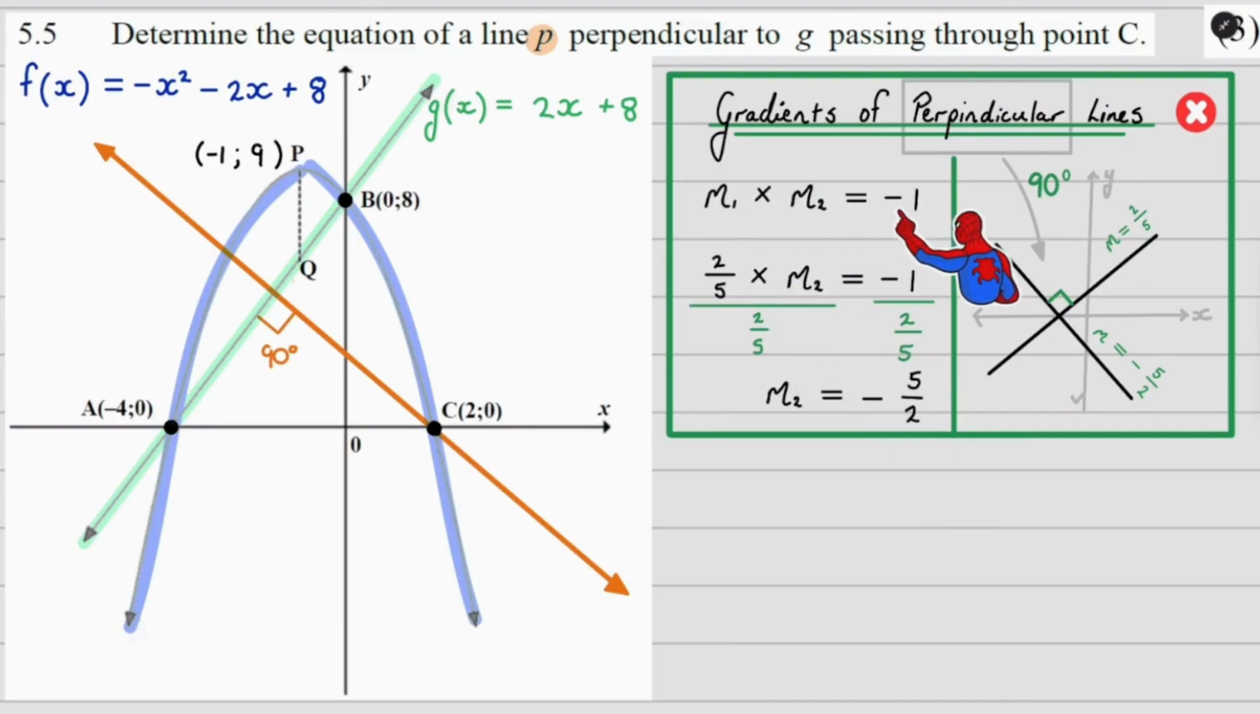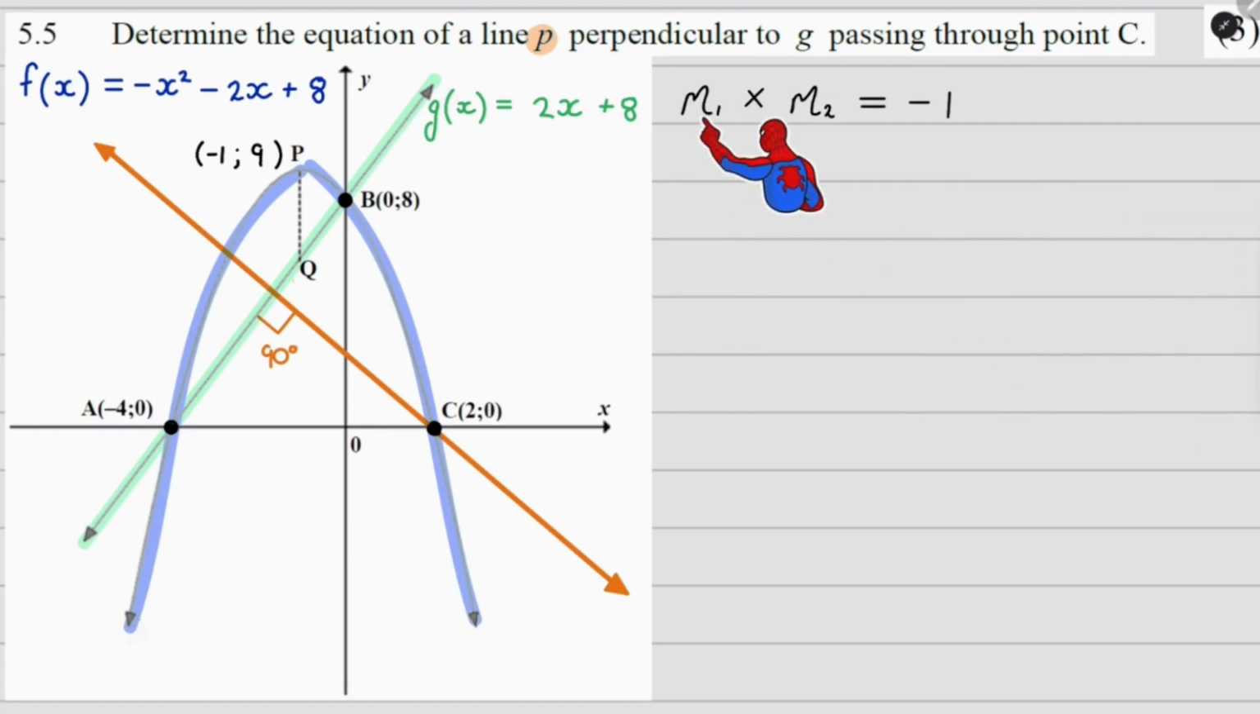So let's grab this formula and start playing around with it. Okay, so my first gradient will be the gradient of this green line, which is the number in front of x, which is a 2. So I'm going to slap a 2 in here. And then I need to get this gradient on its own, so I just divide both sides by 2. Okay, these 2's cancel, and I'm left with the gradient to be -1/2.